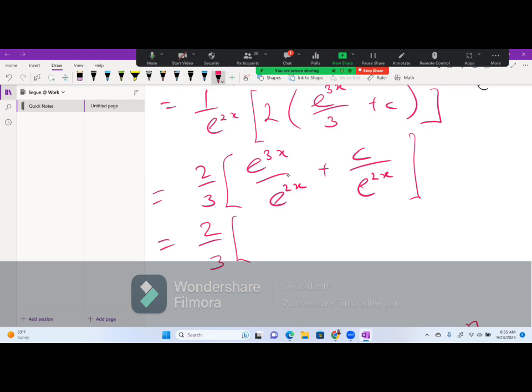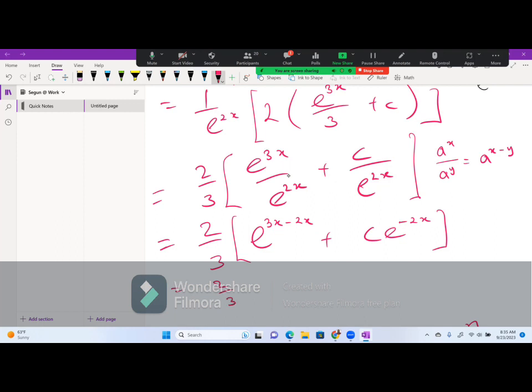So at the end of the day, when you add these two together, remember the law of indices says a raised to power x divided by a raised to power y is the same thing as a raised to power x minus y. Do you agree? So you have this one to be a raised to power 3x minus 2x. That's the meaning. So plus C into minus 2x. So at the end of the day, I have 2/3.